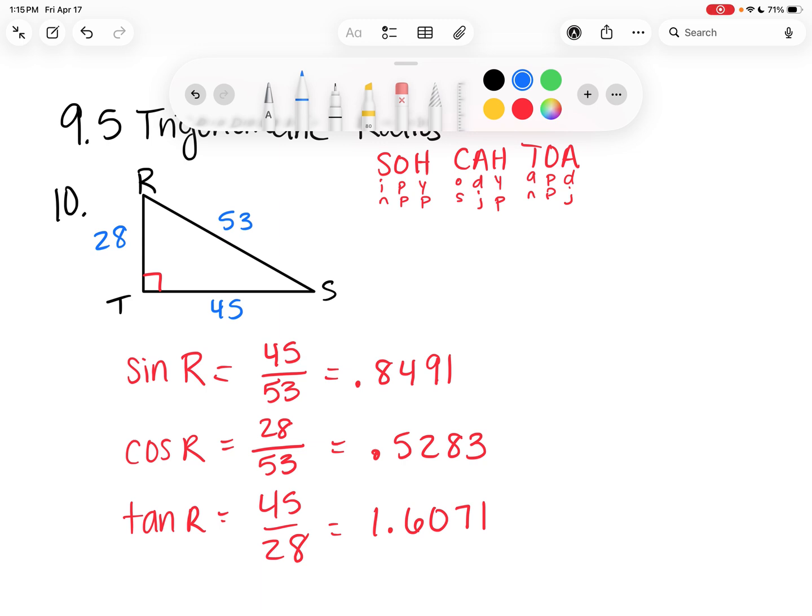So I've done R, I now have to do S. So the sine of S, somebody tell me what that one would be.